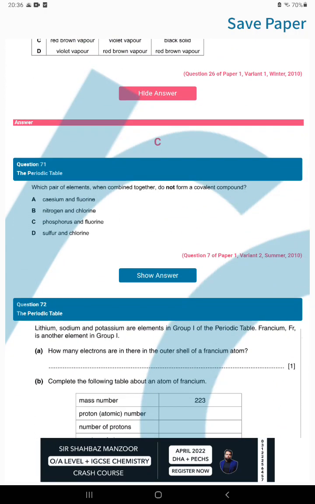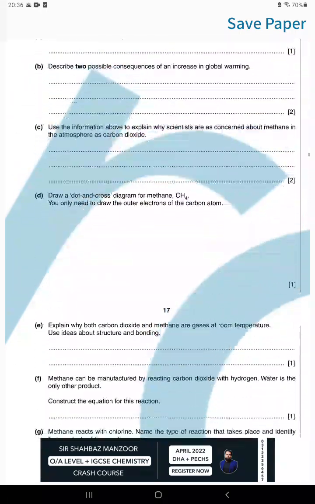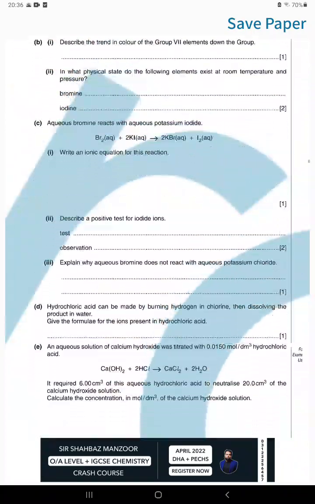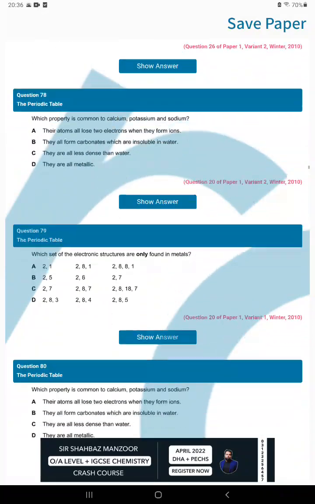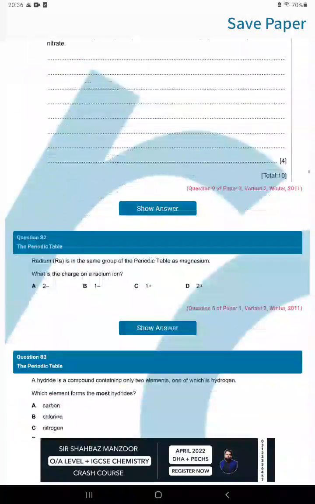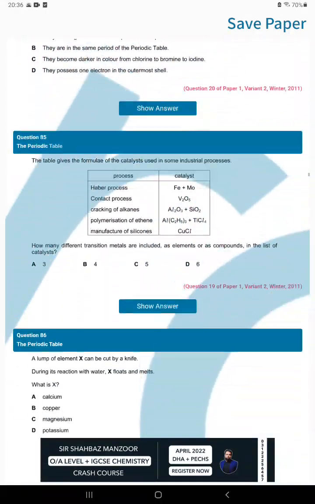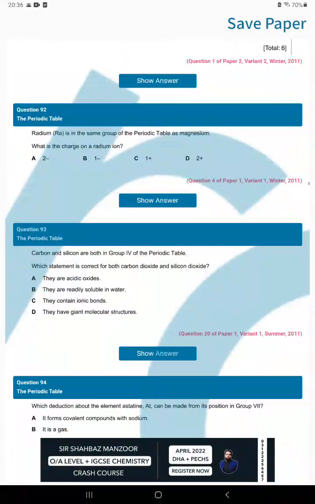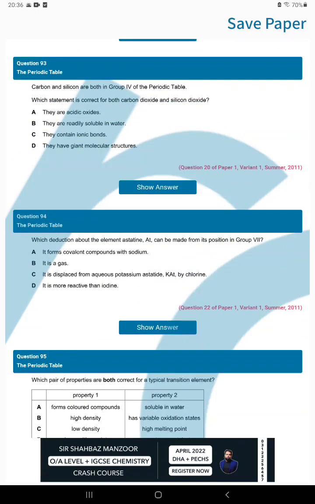Which pair of elements, when combined together, do not form a covalent compound? Cesium and fluorine. And it's repeated. Okay, there are more questions. Carbon and silicon are both in group 6 of the periodic table, which is a repeated question.